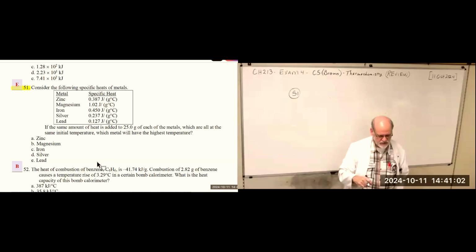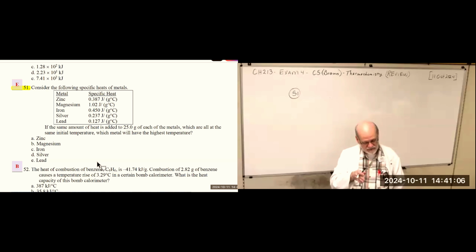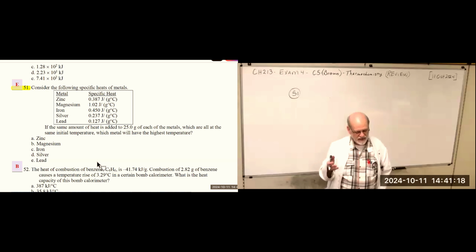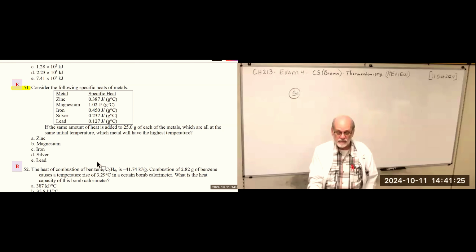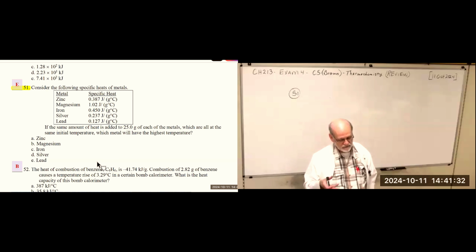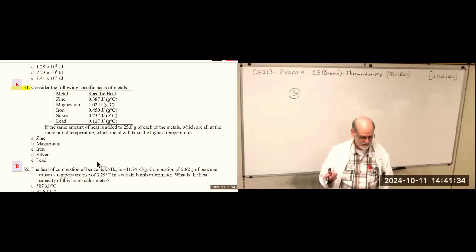If the same amount of heat is used to heat these metals, 25 grams of each one, and they all start at the same temperature, which one will end up at the highest temperature? The one that ends up at the highest temperature is the one with the lowest heat capacity. Heat capacity means it can absorb more heat with less temperature change. So the lowest heat capacity will give you the highest temperature at the end, and that's lead.